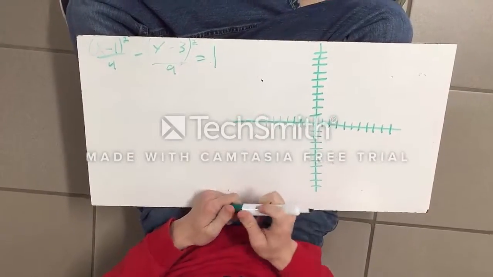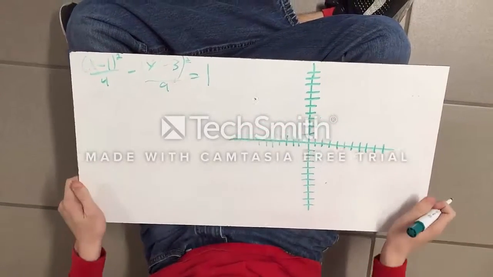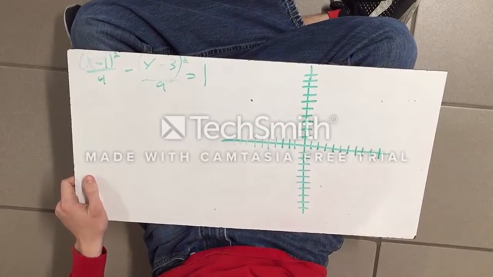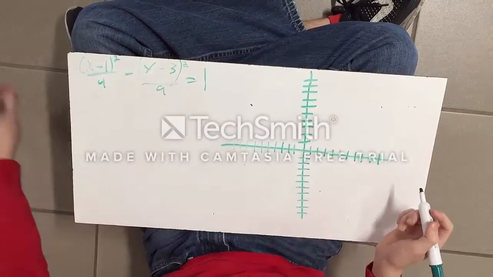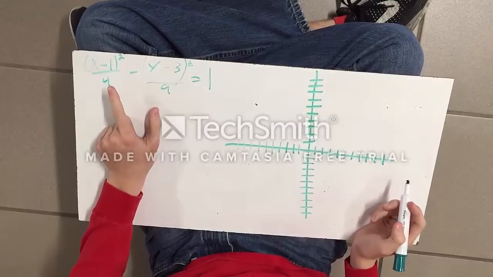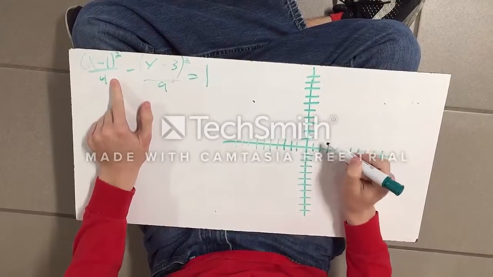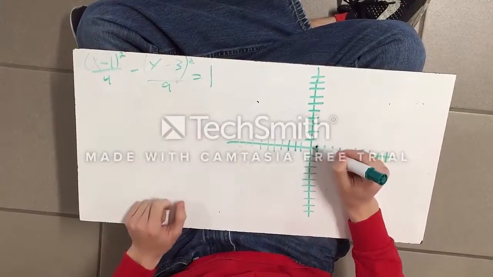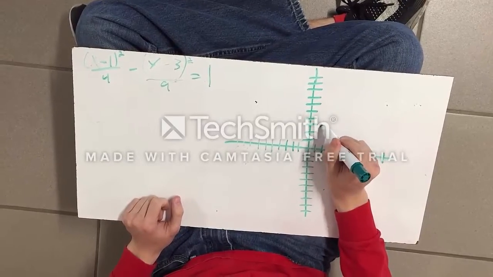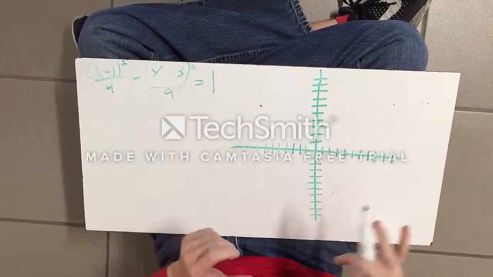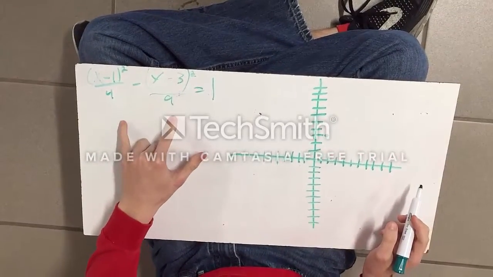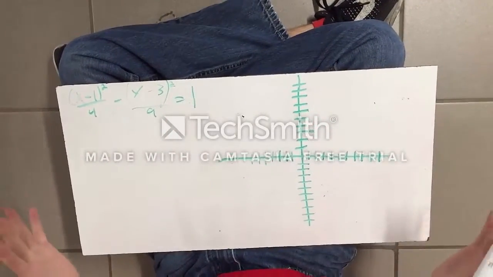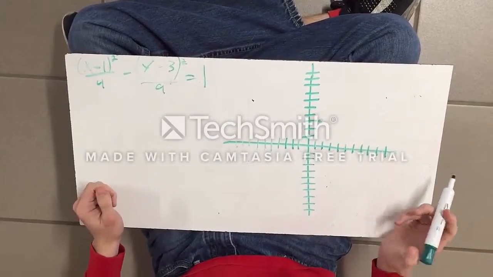So we are going to now graph a hyperbola. First we need to find the vertex. In order to find the vertex, we take the x and the y values and flip them. So the vertex will be at 1, 3. That's the vertex. Now to make our little box, we look at these numbers and take the square roots in order to find out how far we need to go out, left and right and up and down.